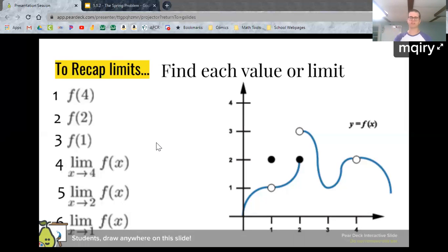Limits are about what we are approaching. Whether we get there or not is insignificant. It's about what value we are approaching. So the limit as x approaches 2, well, from one side, they're approaching 2. From the other side, they're approaching 3. They're not approaching the same value. So that value does not exist because limits can only have one value. If there's more than one possibility, the limit does not exist. Looking at x equals 1, you go from one side and from the other side, and it looks like you're approaching the same value. Therefore, the limit exists and that value looks to be 1.